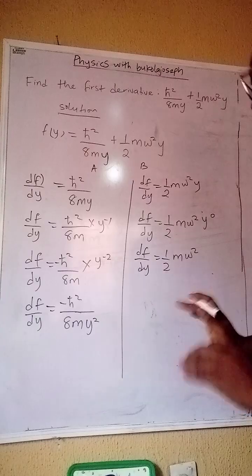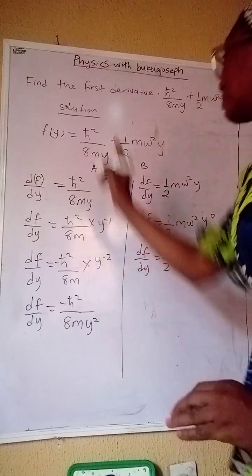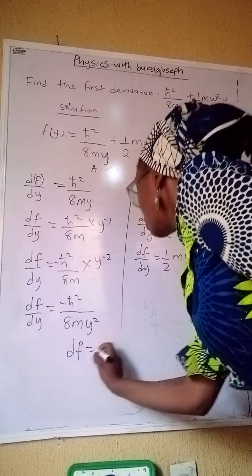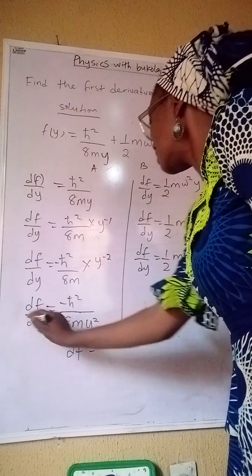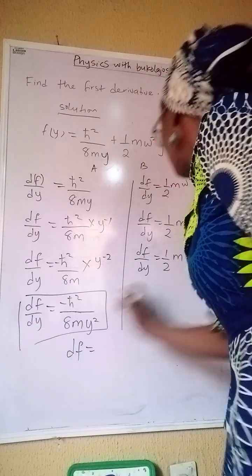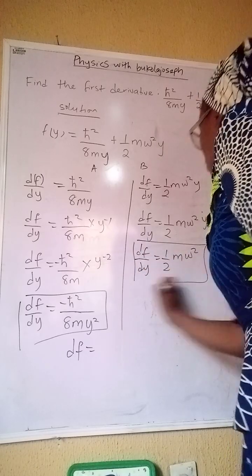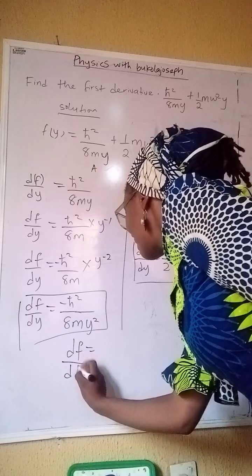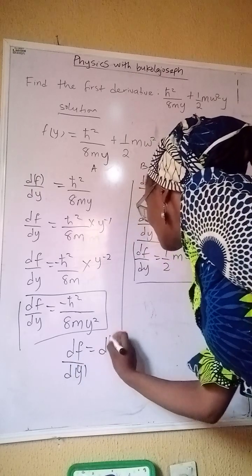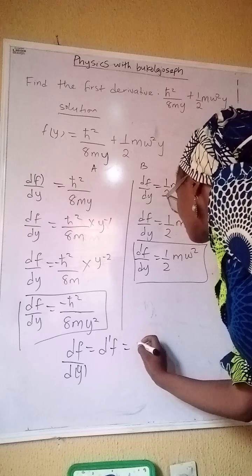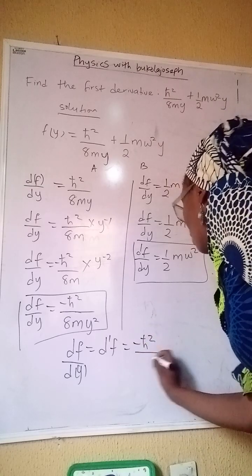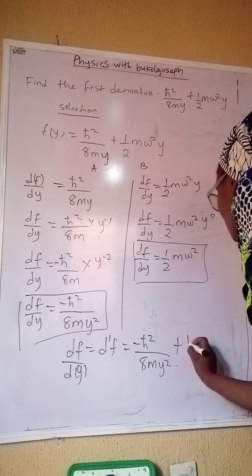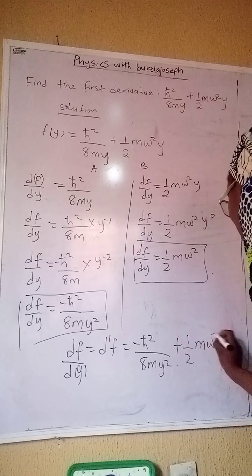Now to find df/dy. So df/dy will now be the summation of A and B. We are going to be summing this with this. So df/dy, or simply you can just write f prime, is simply minus h cross squared all over 8m y squared plus 1 over 2 m omega squared.